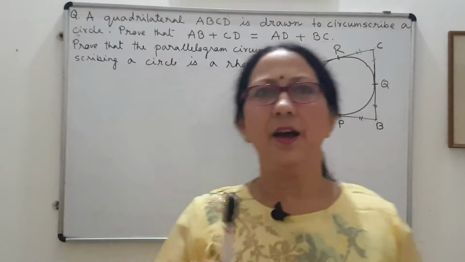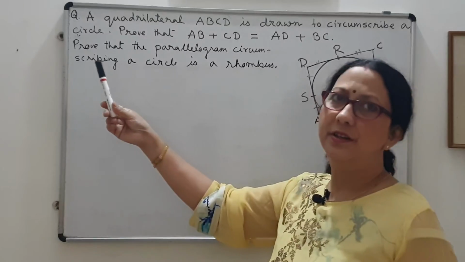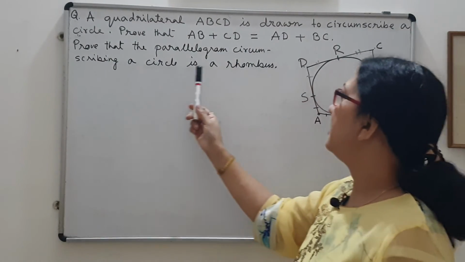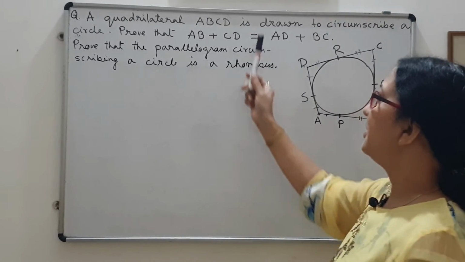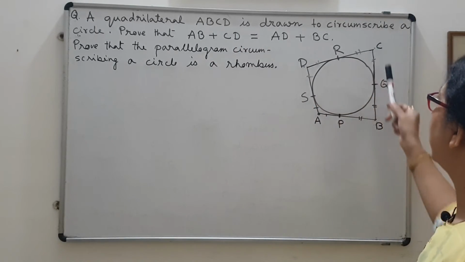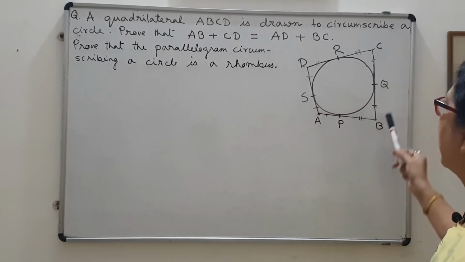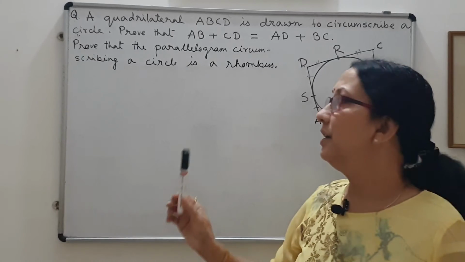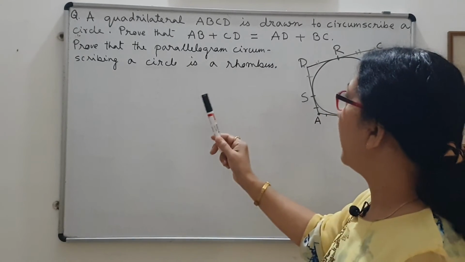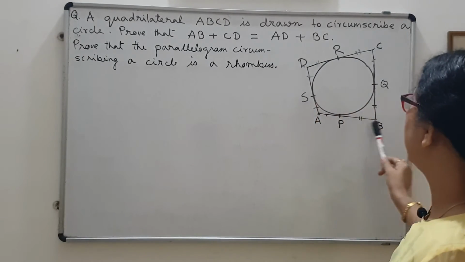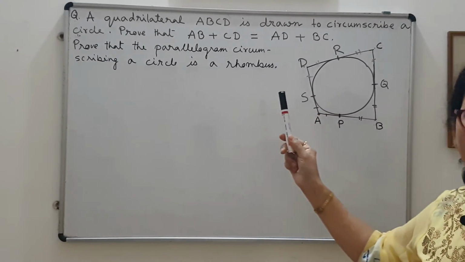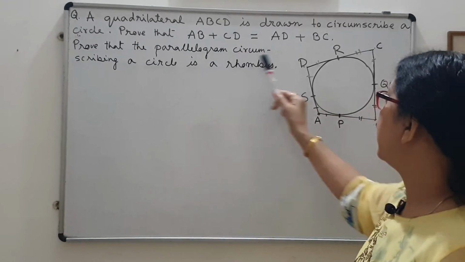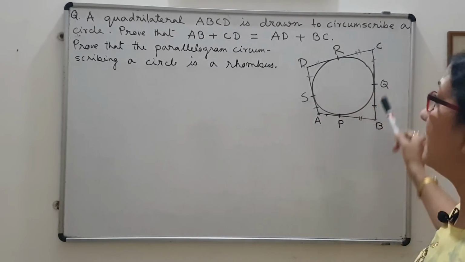Now I am extending a part of the question, that is, prove that the parallelogram circumscribing a circle is a rhombus. That means in the previous question I proved that when a quadrilateral circumscribes a circle, the sum of the opposite sides are equal. That we have proved already. Now I have to prove that when this quadrilateral which is circumscribing the circle is a parallelogram, then this parallelogram has to be a rhombus.